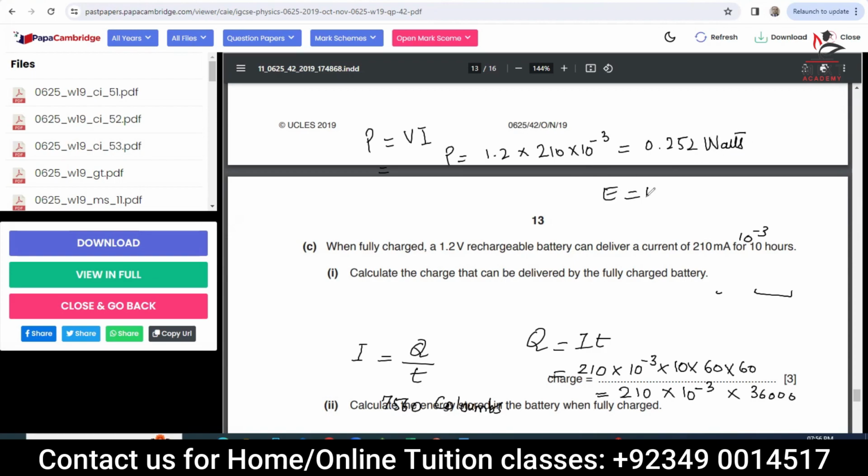So energy is equal to PT. So 0.252 multiplied by time. Now time is given in hours, so you have to convert it into seconds. 10 multiplied by 60 multiplied by 60. So what is the value coming up for this? 36,000. And what is the value of the energy? 9072, and the unit is joules.